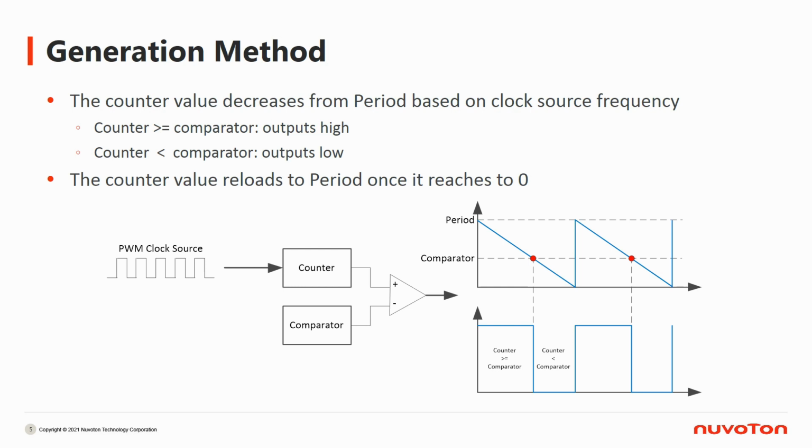For example, if the period is 100 and the comparator is 40, the pin status will be switched from on to off when the counter reaches 40. Therefore, in a period, there will be 60% on and 40% off. The counter value will be reloaded to the value of period once it reaches 0. Means it will be reloaded to 100 in this case.